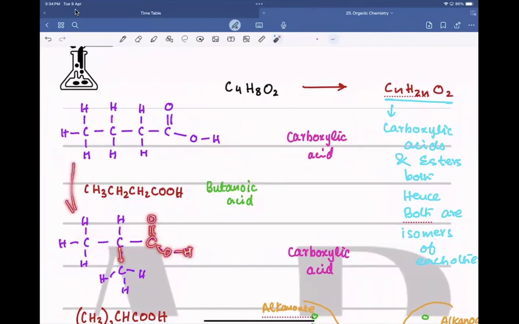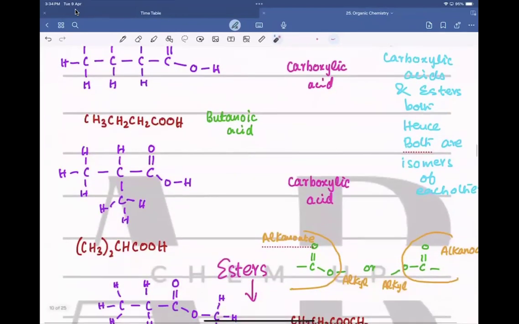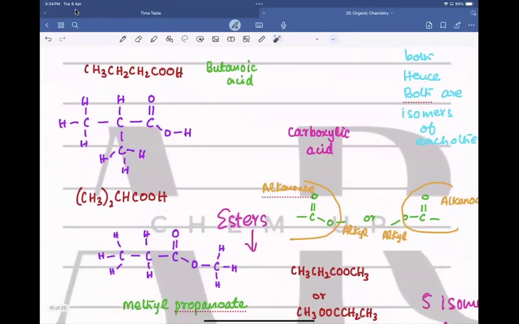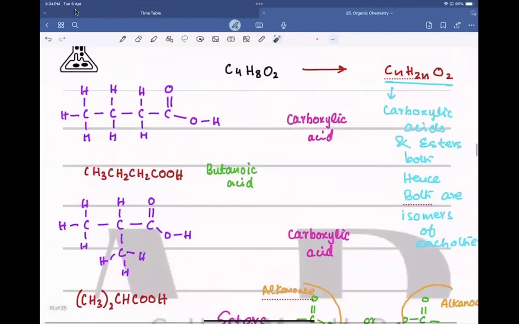So see, these two become isomers of each other because both have the molecular formula C4H8O2. Is this clear? Yes, sir. Okay. Now, see what happens over here. This is the important thing to understand over here. If we have a C double bond O, OH, which functional group is this?